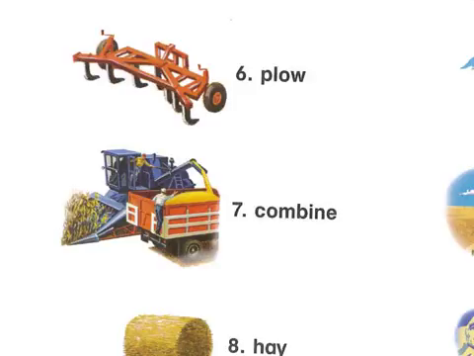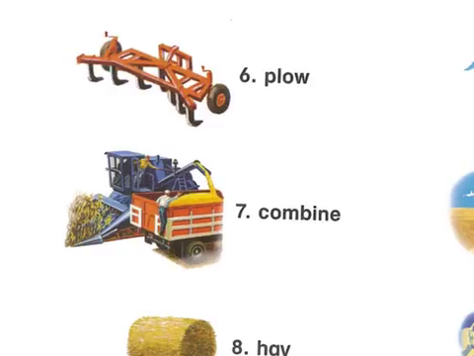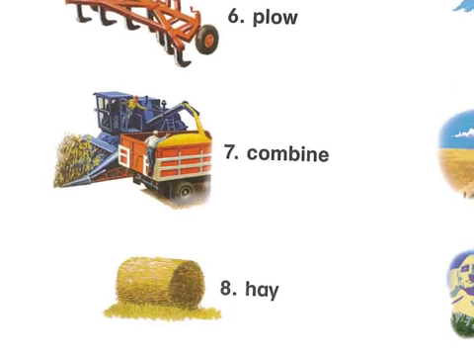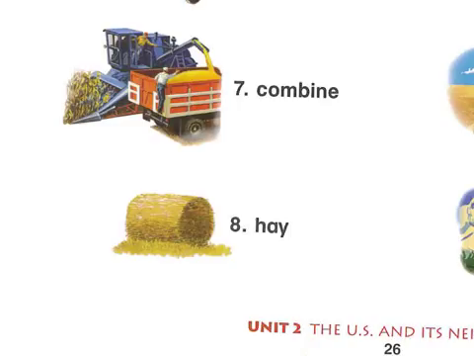Okay, this machine is called a combine. So if you look here, it cuts the plant down and then processes it and shoots it out. So you see the word? We say combine, but it's also the word combine because it combines two different functions, cutting and processing. Hay, used to feed farm animals. It's dry grass, hay.